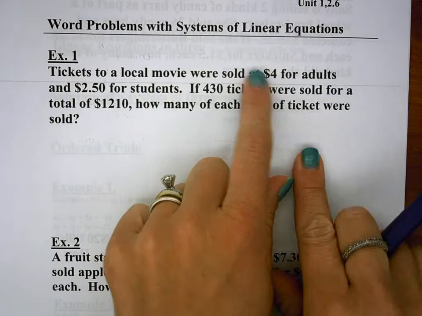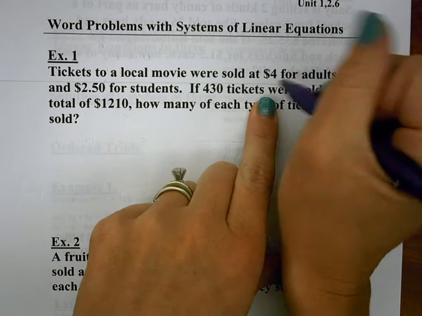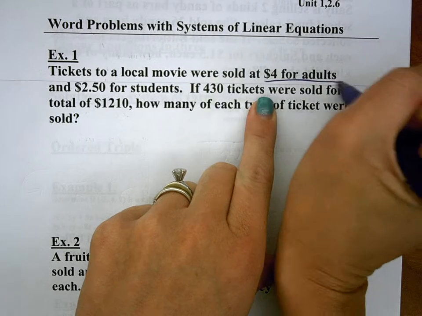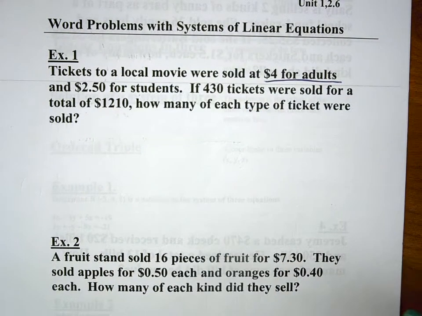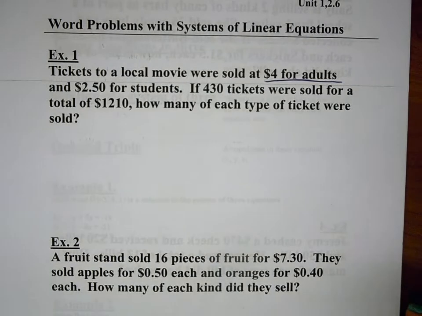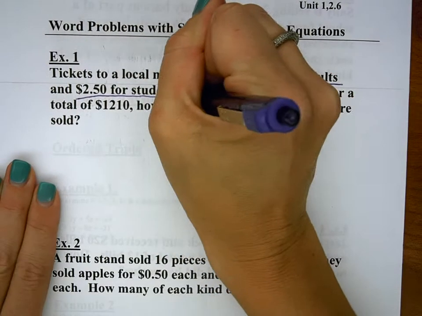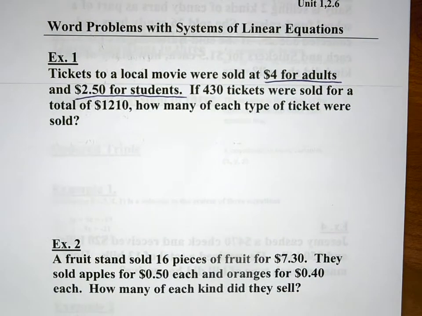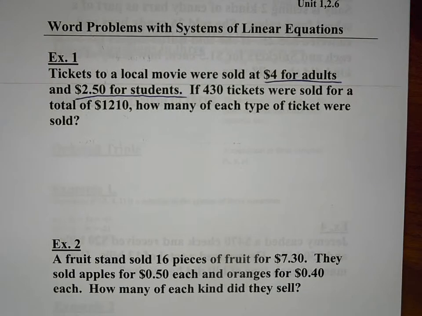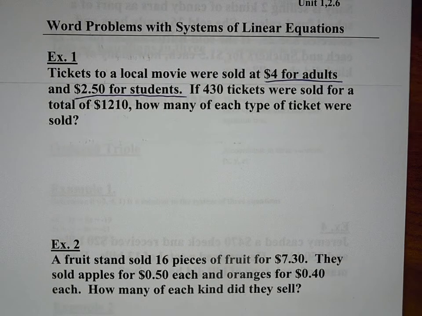Tickets to a local movie were sold $4 for adults. What I always do is underline the important stuff. So we know that it's $4 for adults, or highlight, whichever you prefer, and $2.50 for students. Notice both of those, we're talking about what? Money and price. Okay, money.